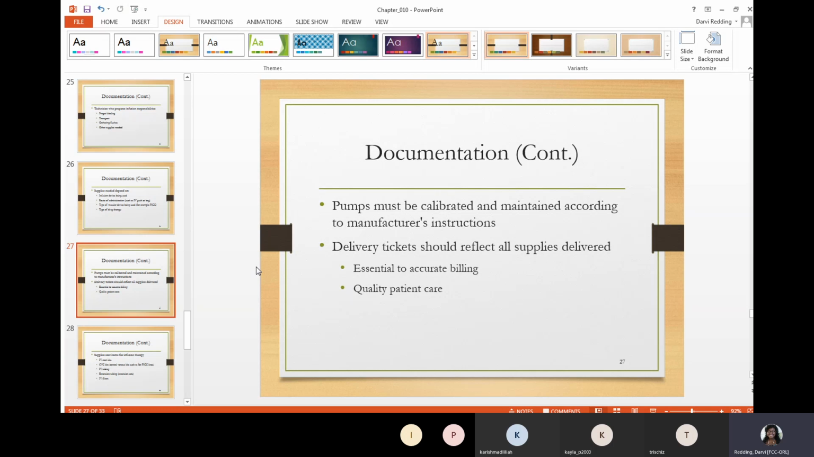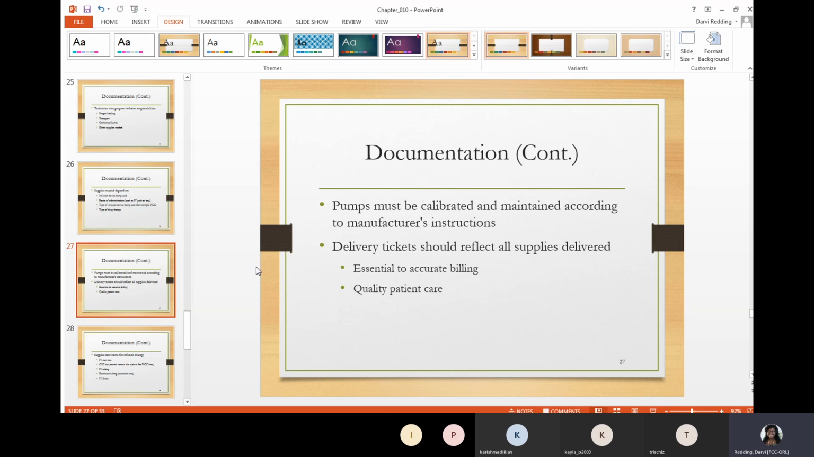Now, with pumps, those must be calibrated and they must be maintained, which that is set according to the manufacturer's instructions. Now, when it comes to delivery tickets, those should reflect all supplies delivered. And the reason why is because it's essential to accurate billing, and it's also important for the quality patient care. So all of these things should be taken into account.